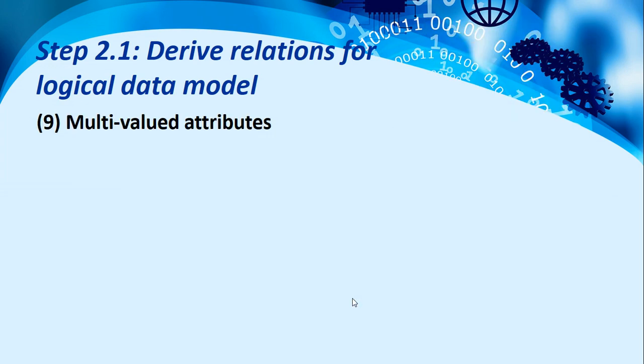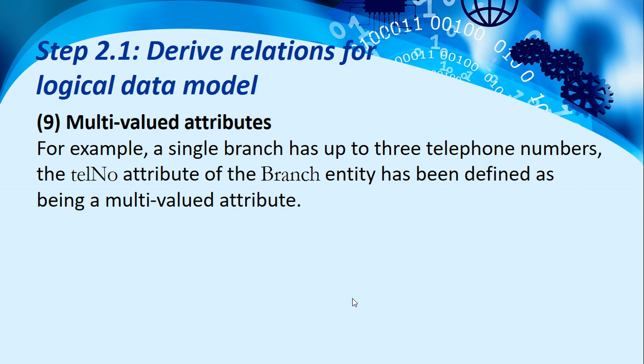Okay, and last we have multi-valued attributes. So for example, a single branch has up to 3 telephone numbers. Kasi 'di ba, ang branch ay could have let's say for example sa school, no. Or even sa time, no. Matic na yan, no? Pag sinabing telephone number, multi-valued yan. Kasi it is possible for a certain individual or for a certain branch to have more than one telephone number. Ayun. So, in this example, a single branch has up to 3 telephone numbers. Telephone number attribute of the branch entity has been defined as being a multi-valued attribute.